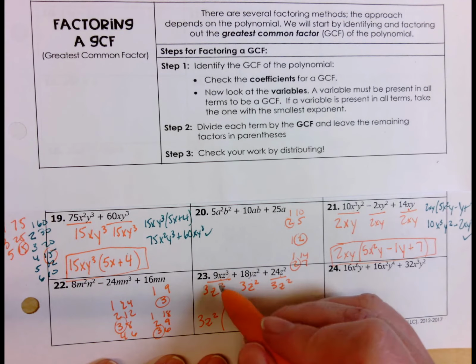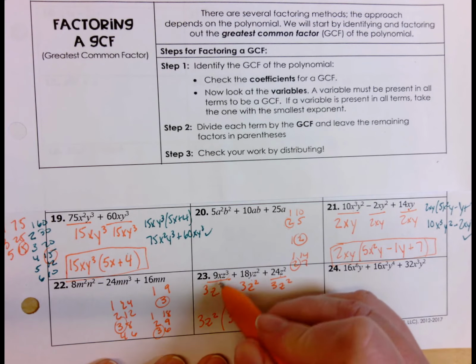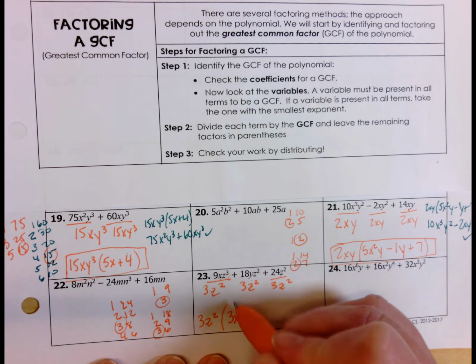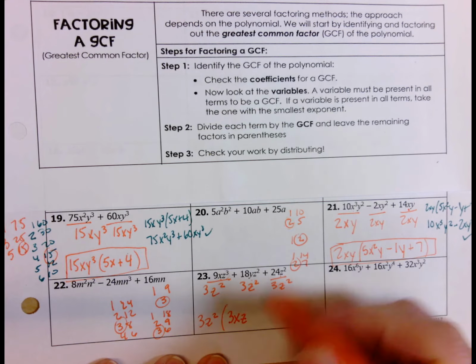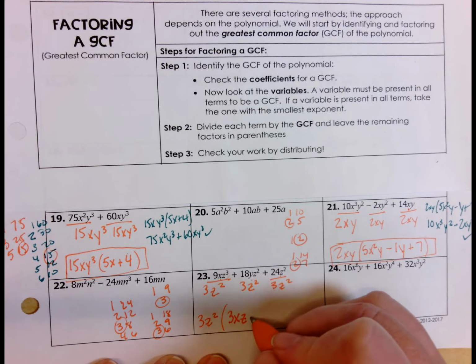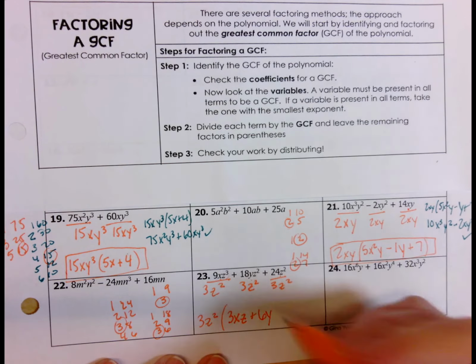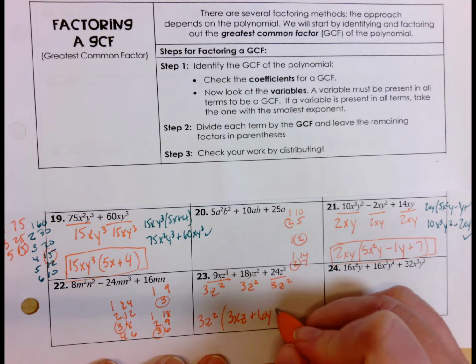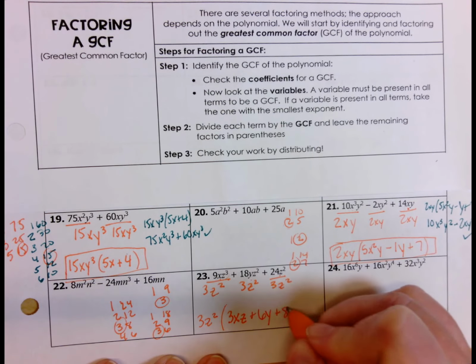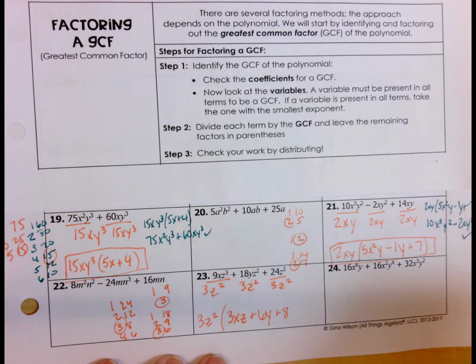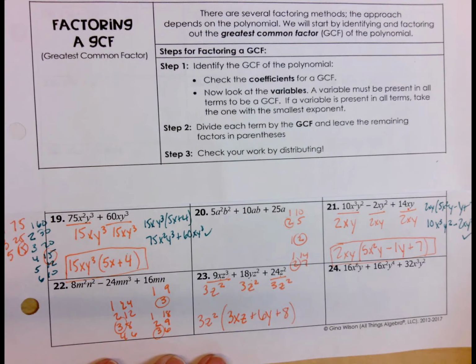And then we're going to divide it to get our leftovers. 9 divided by 3 is 3. X comes down, and then this becomes just 1Z. And then we have 18 divided by 3 is 6. Y comes down, and those Z squareds become 1. And then we have 8, and the Z squareds are just 1, so it works out just like that.